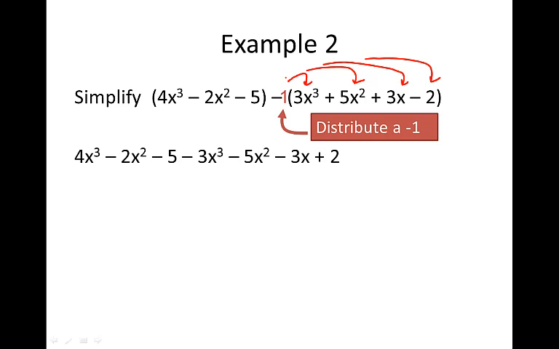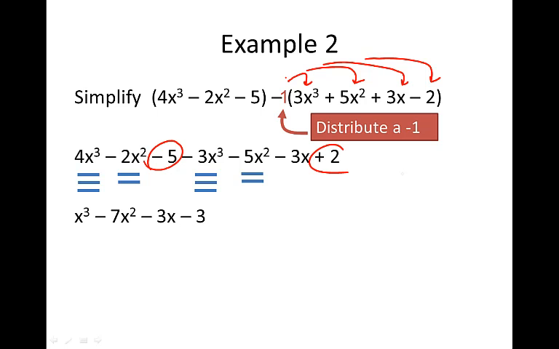Now it's just a combine like terms problem. I usually start with the highest degree term, so my x cubed terms can be combined, and then my x squared terms can be combined, and nothing with the x, but I can combine my constant term with negative 5 and a positive 2. So I get x cubed minus 7x squared minus 3x minus 3.